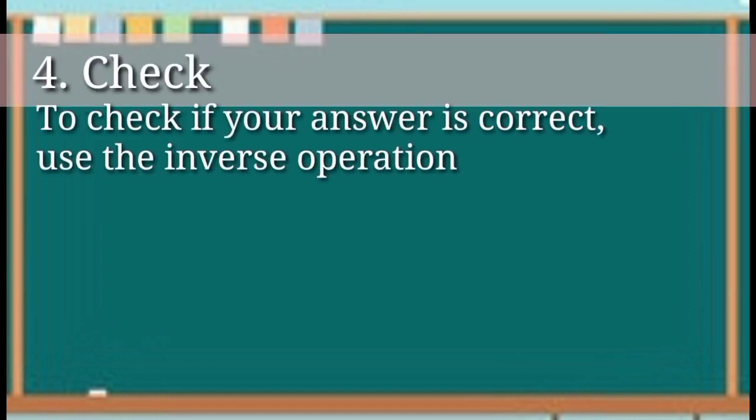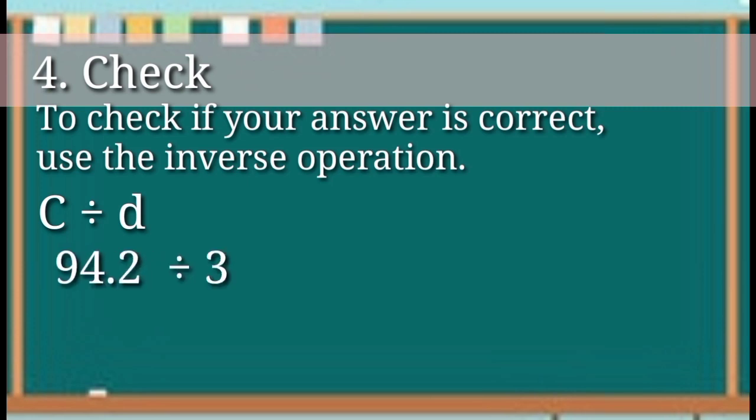To check if your answer is correct, use the inverse operation. We will just divide the circumference by the diameter. If our answer is close to the value of pi, therefore, our circumference is correct. So, let us solve 94.2 divided by the diameter, which is 30.